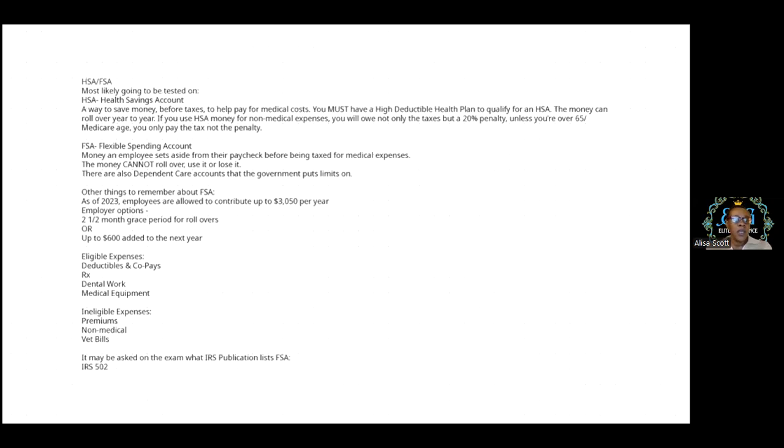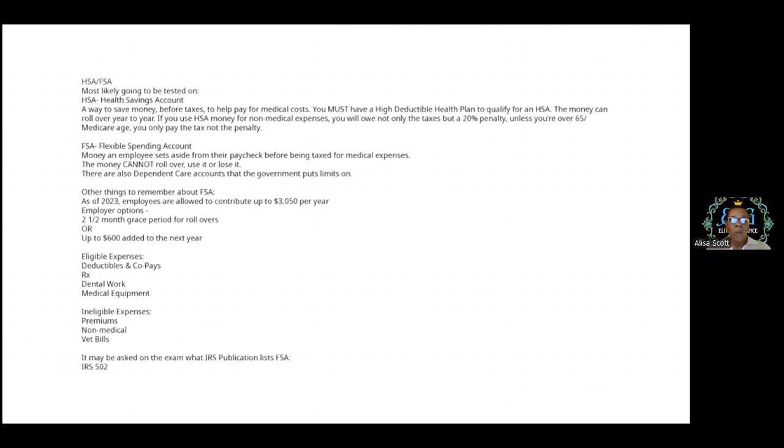What you will most likely be tested on when it comes to HSA and FSA is, first off, what each means. HSA stands for Health Savings Account, whereas FSA stands for Flexible Spending Account. With your HSA, it is a way for you to save money to help pay for future medical costs. You must have a high deductible health insurance plan in order to qualify for an HSA.